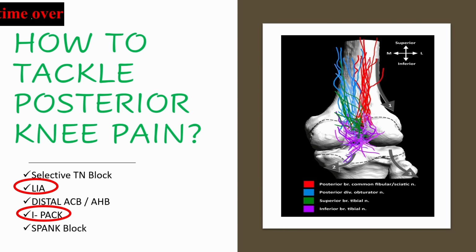So what are the options? We can do a selective tibial nerve block because tibial nerve occupies all the quadrant. We can do a good LIA. We can do a distal adductor canal block or adductor hiatus block because the adductor canal continues posteriorly with the popliteal plexus. Or IPAC, which was devised by Dr. Sanjay Sinha in 2012, and the SPANK block.